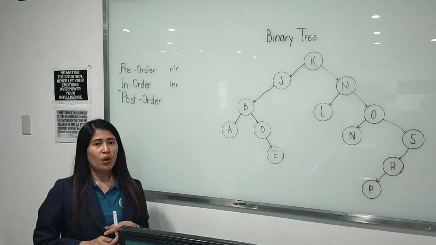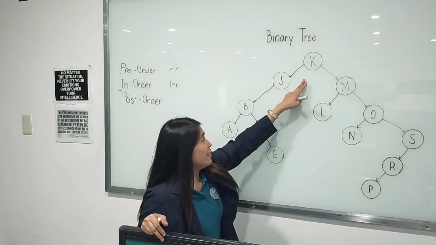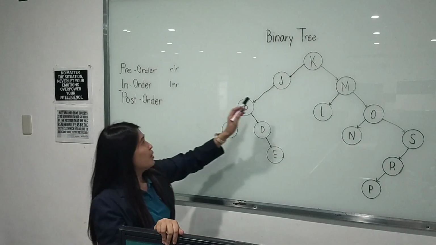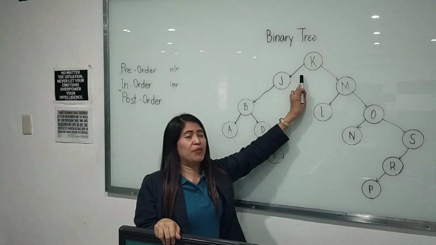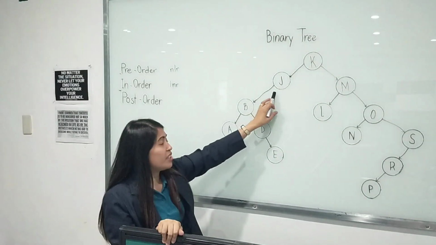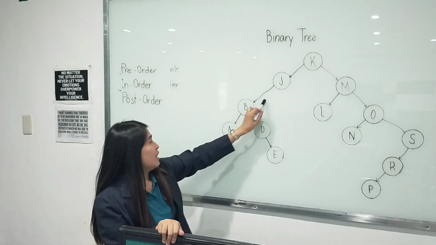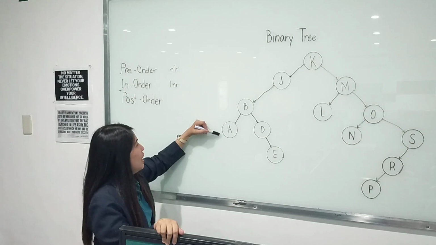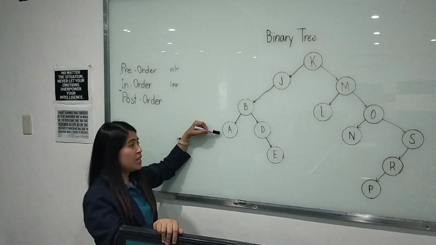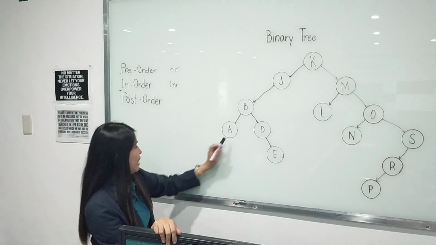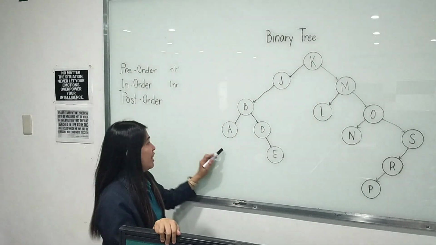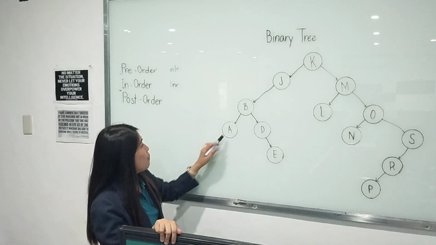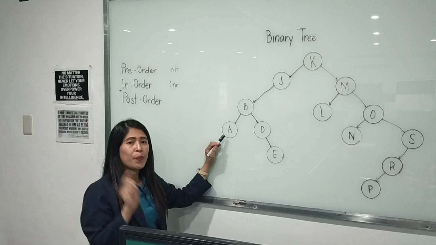So at first, we're going to K, and then as the policy of in-order, we will first visit the left subtree of the K. So we will go down to the J, and then we will visit the left subtree. So we go down to B, and then we will visit the left subtree of B. So we will go down to A, and then we will visit again the left subtree, and since there's nothing here, we will go back to the A, and this time we will print the A.